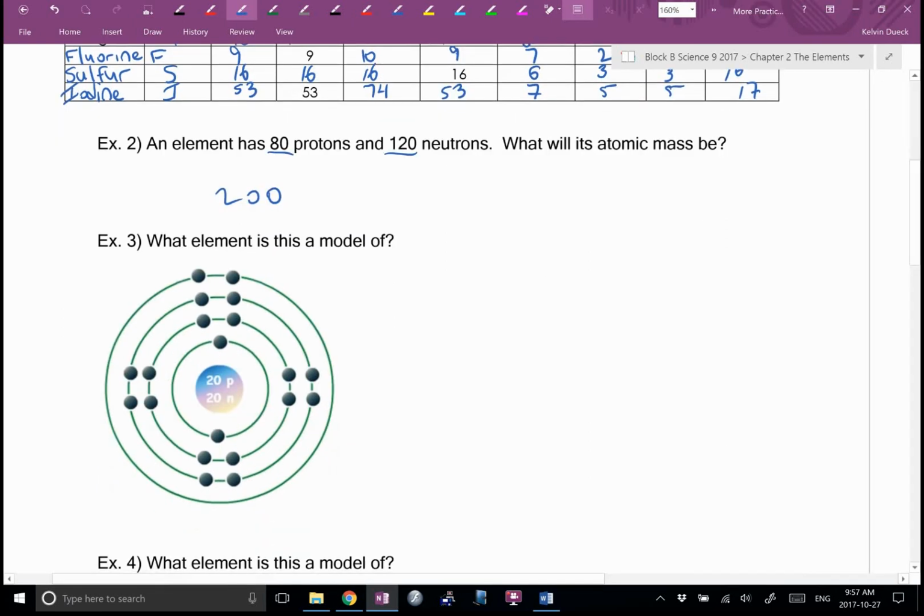What element is this a model of? 20 protons. It's got to be calcium. You could write the word calcium, but I tend to agree.